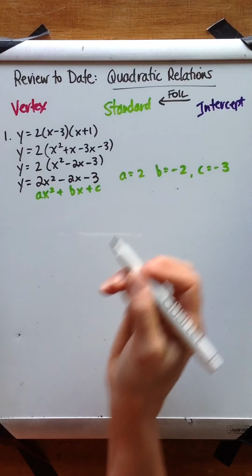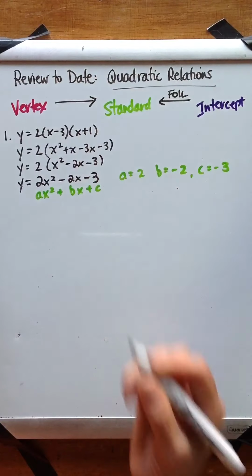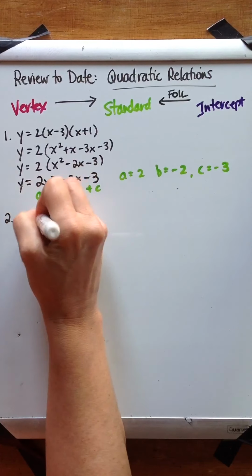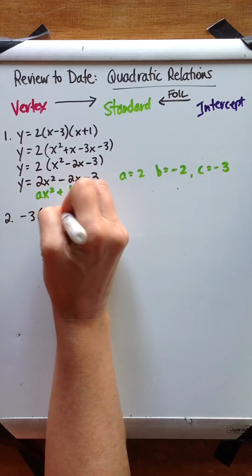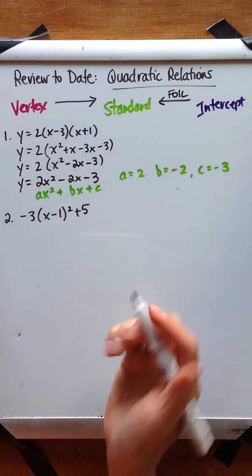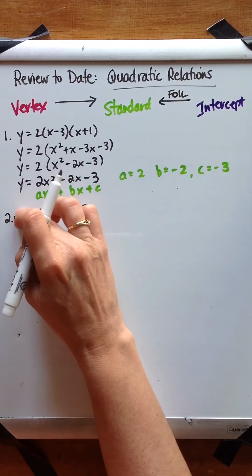Let's look at how we can not only go from intercept to standard, but also from vertex to standard. What does that look like? So here's an example: y equals negative 3 times x minus 1 quantity squared plus 5. So how can we get it into standard form?